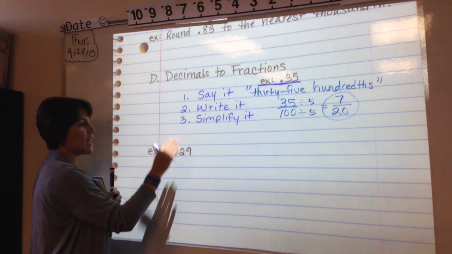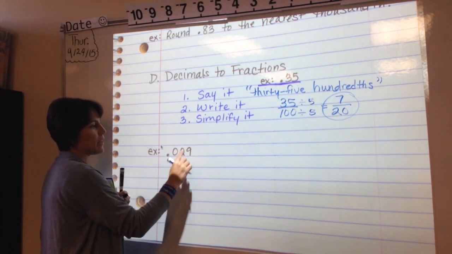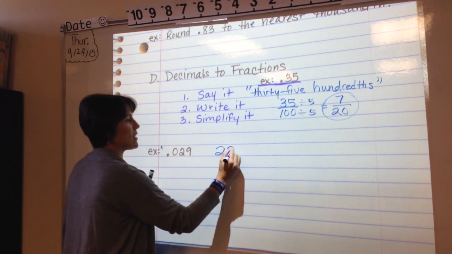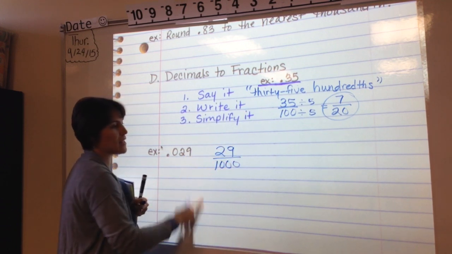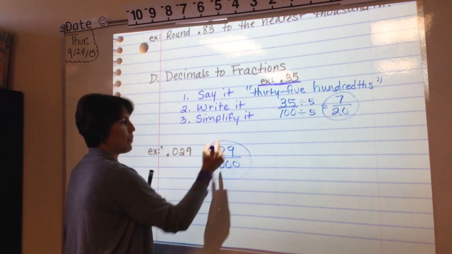Let's do this one. Say it, write it, simplify it. This is tenths, hundredths, thousandths. This is 29 thousandths. Say it, 29 thousandths. Write it, 29 thousandths. Simplify it. That's a prime number. Done.